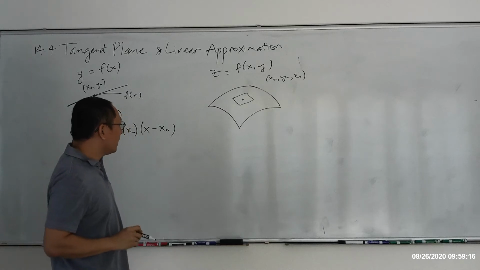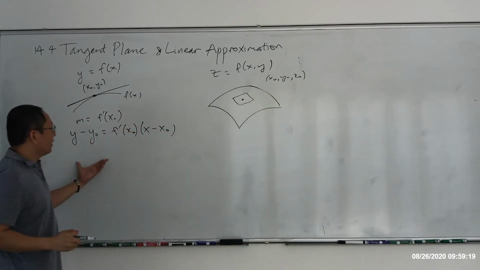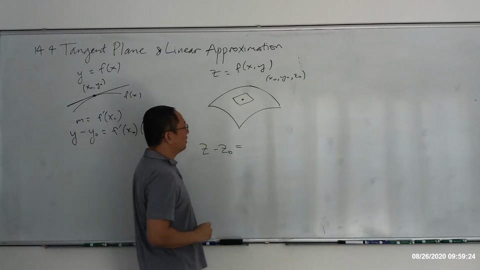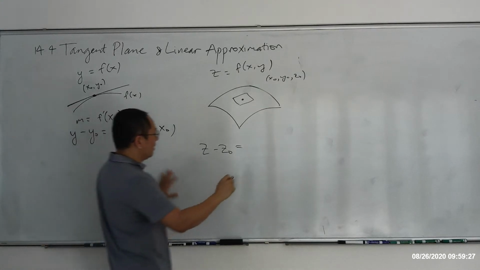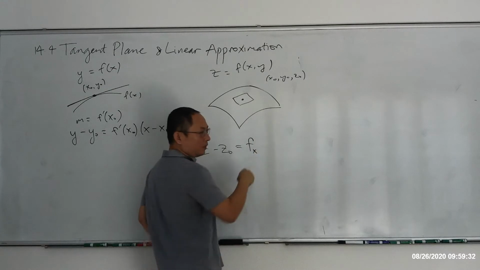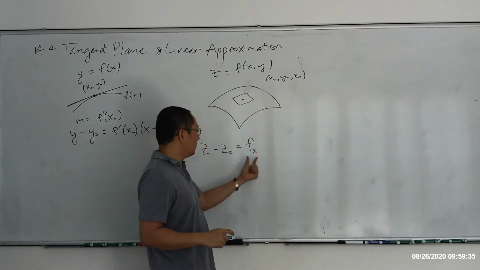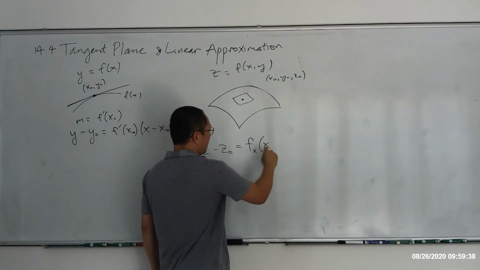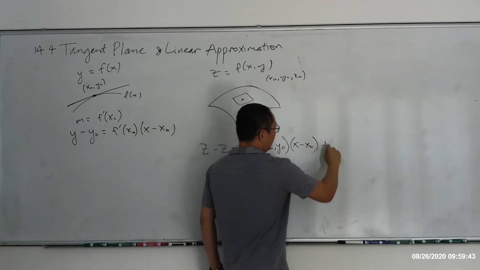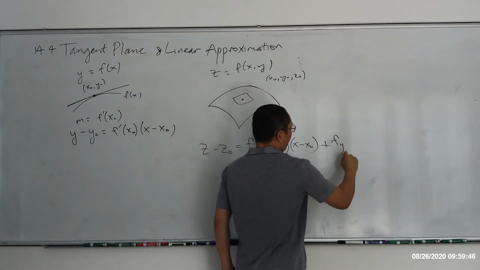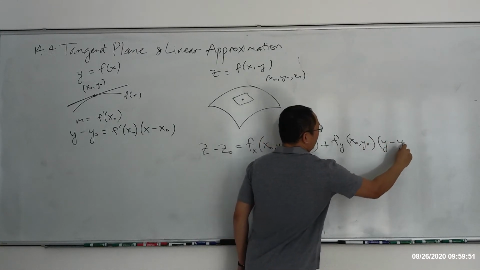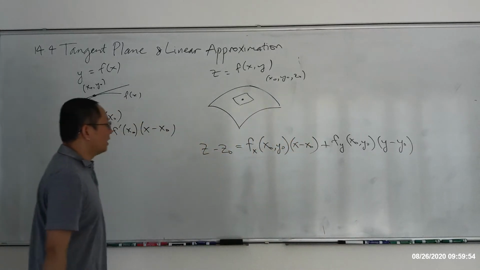This is how you have the equation for the tangent plane, which is similar to the single variable one. z minus z naught is going to be equal to, now you have both x and y, so let me write it down and explain it. f sub x, the partial derivative with respect to x at the point (x naught, y naught), times x minus x naught, plus f sub y at the point (x naught, y naught) times y minus y naught. And this will be your equation for the tangent plane.